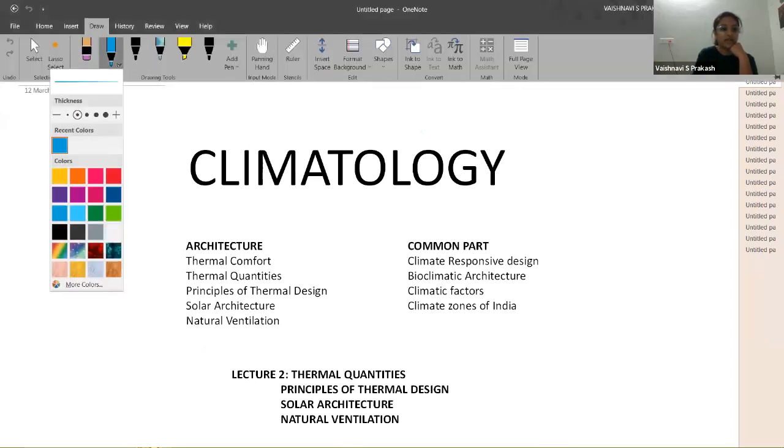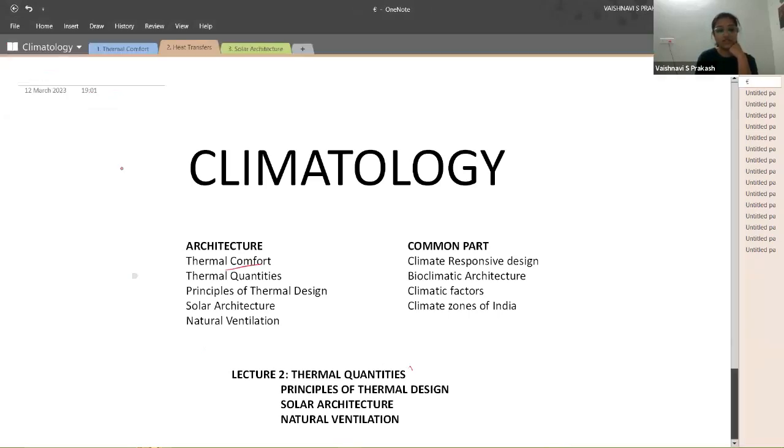Today's class will have quite a bit of numericals. So today, we finished thermal comfort yesterday, and we'll be looking at thermal quantities and principles of thermal design. If time permits, then maybe a little bit of solar architecture and natural ventilation. So I would suggest you all have a calculator with you because today we'll be doing some numericals.